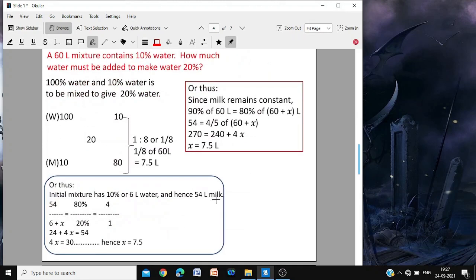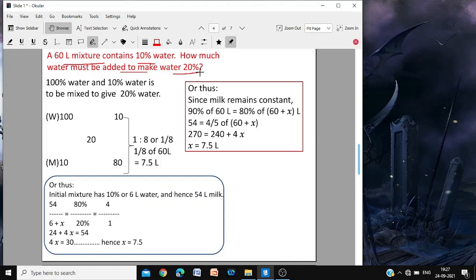A 60-liter mixture contains 10% water. How much water must be added to make water 20%? Now, it's a 60-liter total volume. It already contains 10% water, and you have to add more water in order to make it 20%.